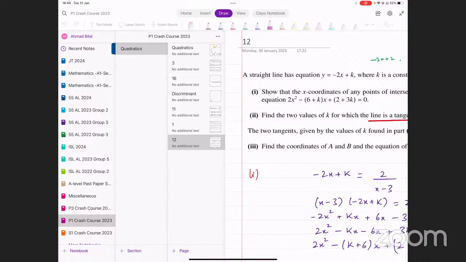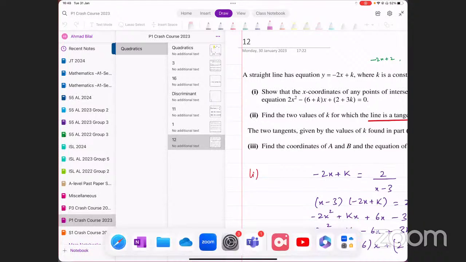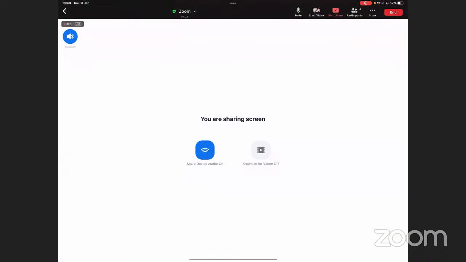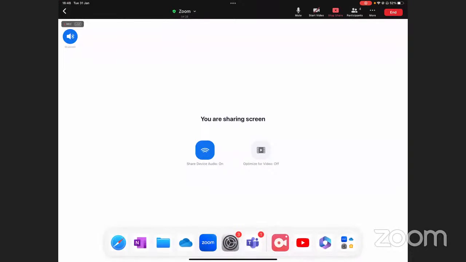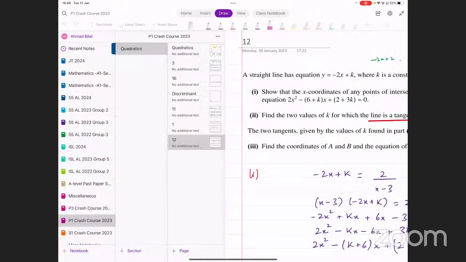Can someone please confirm if you can see my screen? Can you guys see my screen? Yes, sir. All right.